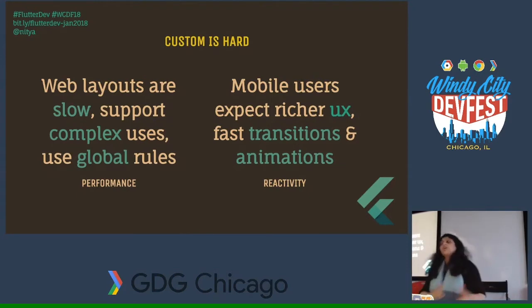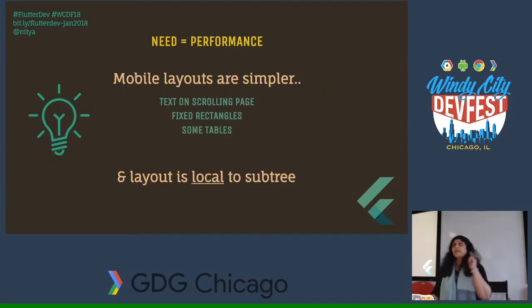Mobile users also expect, from a reactivity perspective, richer user experiences, right? They want fast transitions and animations. So what do we need? First was the recognition that mobile layouts are actually simple. One of the fundamental things in Flutter is that everything is a widget, and they recognized that they should optimize for the most popular things people do: text on scrolling, fixed rectangles, and some tables.